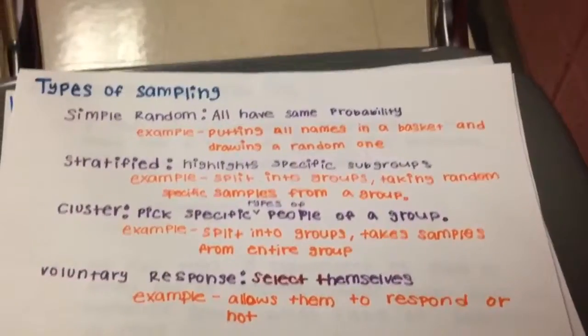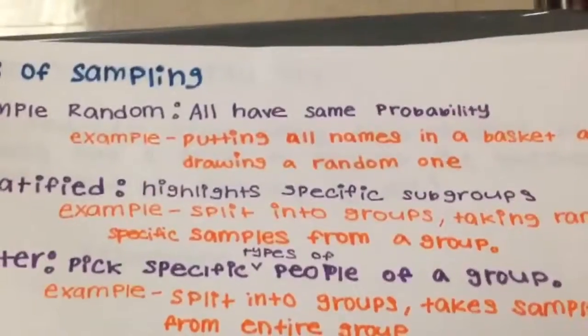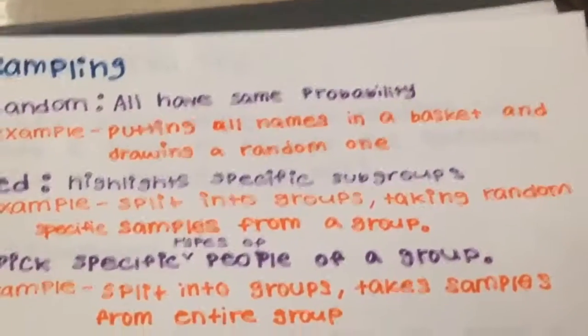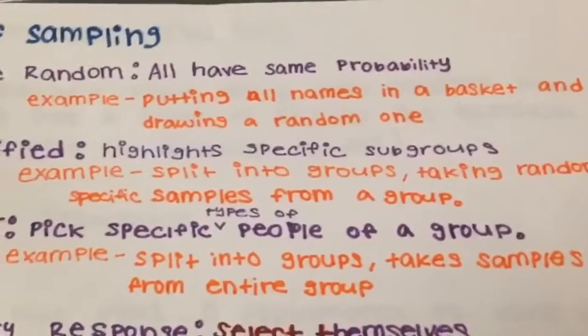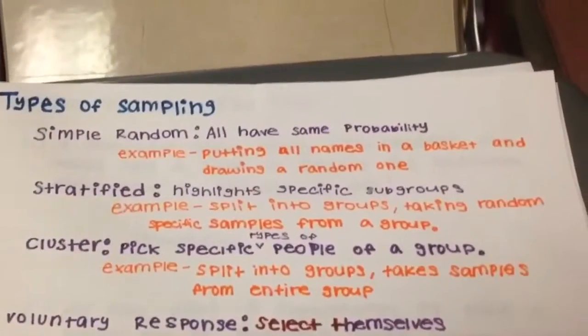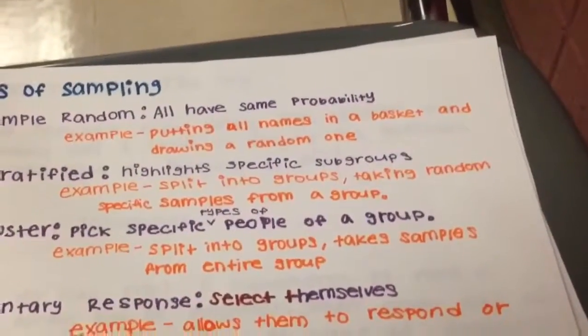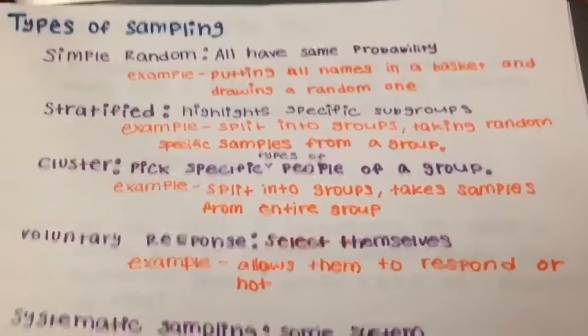Types of sampling. Simple random sampling is when everyone has the same probability of being chosen. For example, putting all names in a basket and then drawing a random name. Stratified sampling is when you highlight specific subgroups. For example, you split the population into groups and then you take random specific samples from a group.